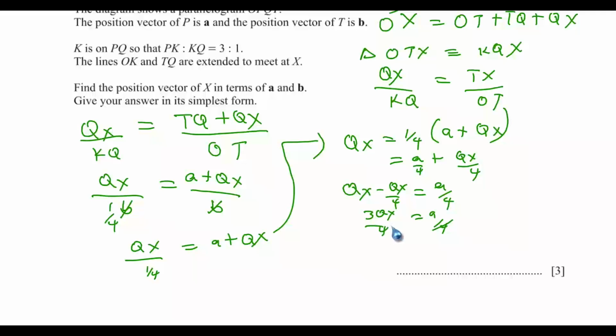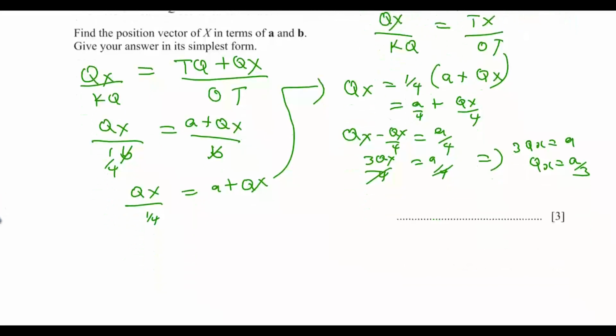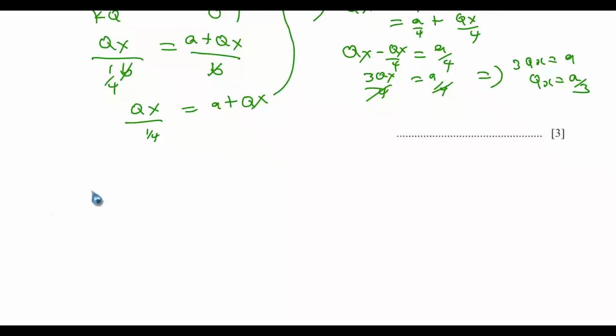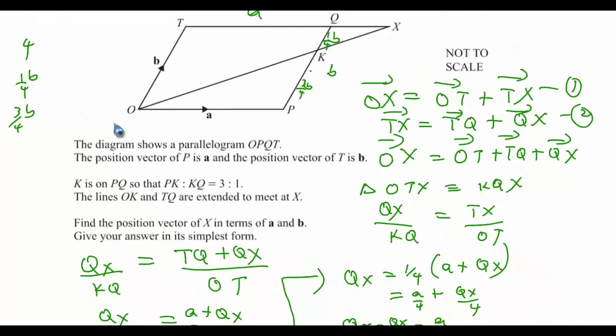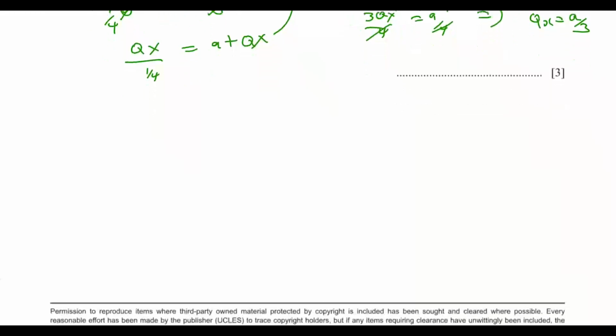So 4 will cancel 4. Then that means we are left with 3QX to be equals to A. So that implies that QX equals to A over 3. So now that we found the value of QX, we can now substitute into the equation, I think 3 up here, into this equation, OX equals to this. That will give us the position vector of X.